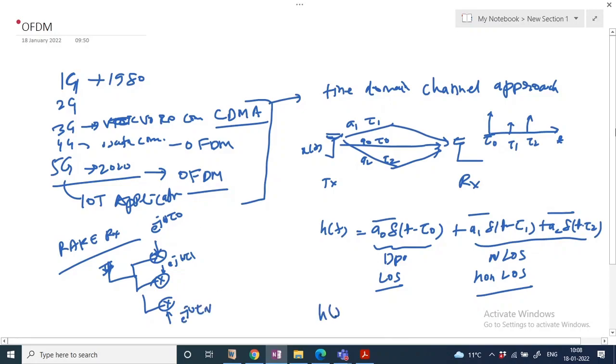The channel can generally be written as h(t) equals the sum over i equals 0 to L minus 1 of a_i delta(t minus tau_i). So you have L paths, up to omega tau L. These delays are converted to phase, so that you can optimize the phase and then combine these paths.